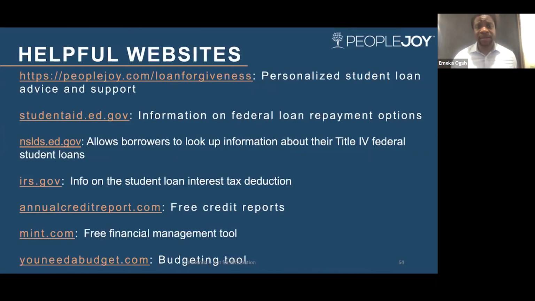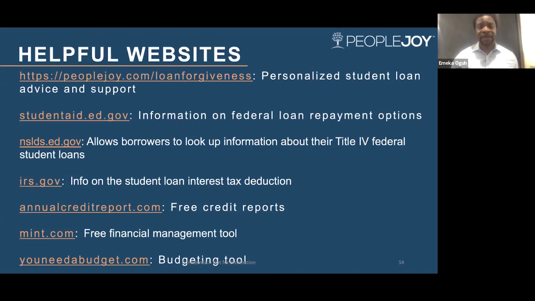So some helpful websites. Again, if you want a free assessment, you can go to peoplejoy.com/loan forgiveness. Studentaid.ed.gov has a lot of the information that we talked about today. You can read up on it in each of the different programs. And again, everything that we mentioned today is available on studentaid.ed.gov. You can actually enroll in all these IDR plans and PSLF, et cetera, through your servicer. If you want help with optimization and strategy and what the best plan is for you to save the most money and get the most forgiveness, feel free to contact us at peoplejoy.com/loan forgiveness.